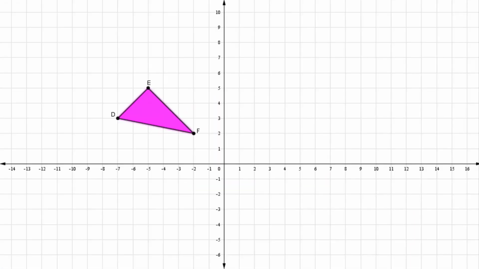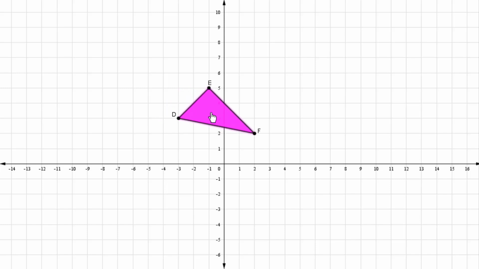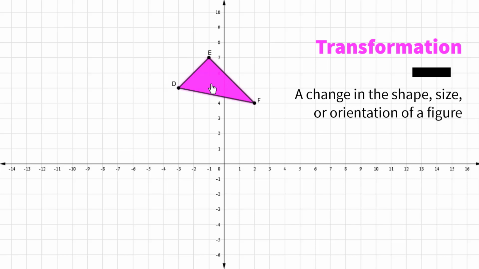A translation simply means to move an object. No spinning, no flipping, no making it bigger or smaller, just moving it from one place on the grid to the other. For example, if I wanted to translate this triangle DEF 4 units to the right and 2 units up, it means that I would slide it 1, 2, 3, 4 units to the right and 1, 2 units up.